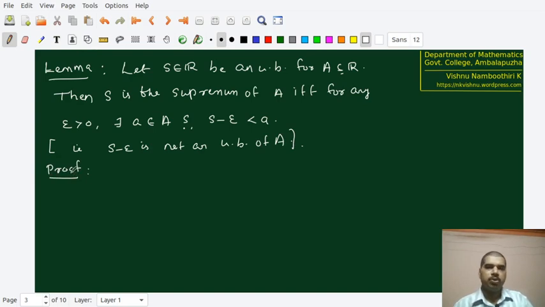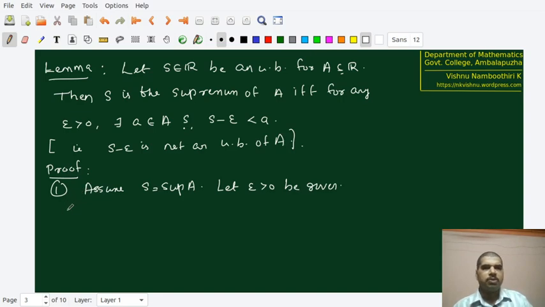So we have to prove it in two directions. One is that if S is the supremum of A, then we have to show that for a given epsilon greater than 0, we must find an a in A in such a way that S minus epsilon is less than a. So in the first direction, assume that S is equal to the supremum of A. Let epsilon greater than 0 be given. Now, epsilon is positive, so S minus epsilon is less than S.